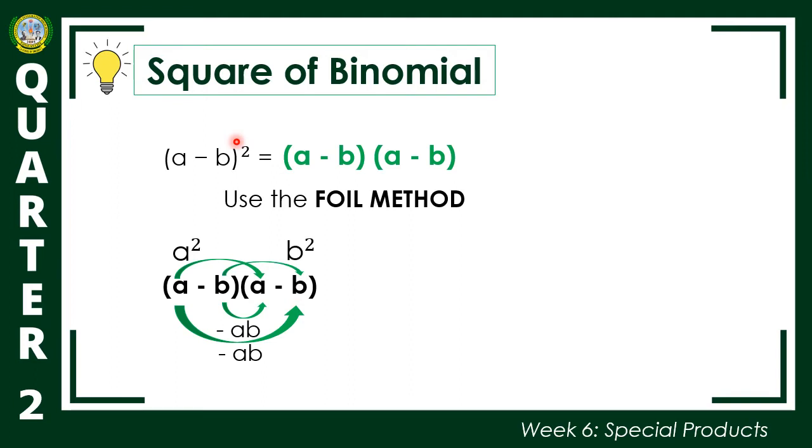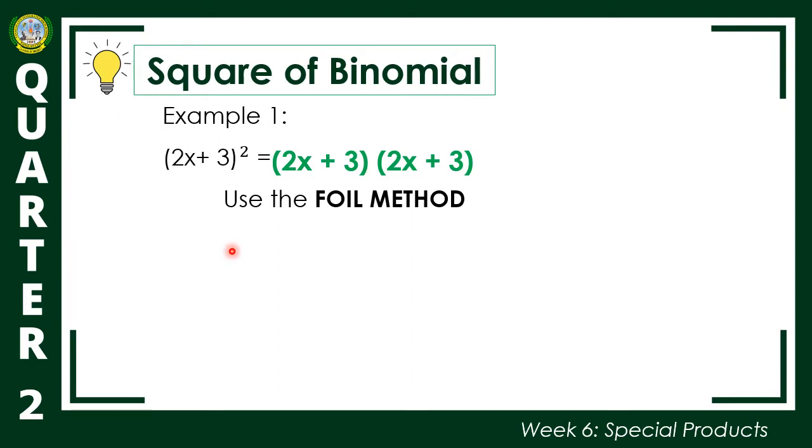Okay? And then, adding the terms, we will get this one. Okay? So, a squared again because there is no like term for a squared. And then, negative ab plus negative ab. Again, there is a 1 there. That means negative 1 plus negative 1, we will get negative 2. Okay? And then lastly, copy b squared. So, we have a trinomial, a squared minus 2ab plus b squared. And these are the patterns that we are going to use.